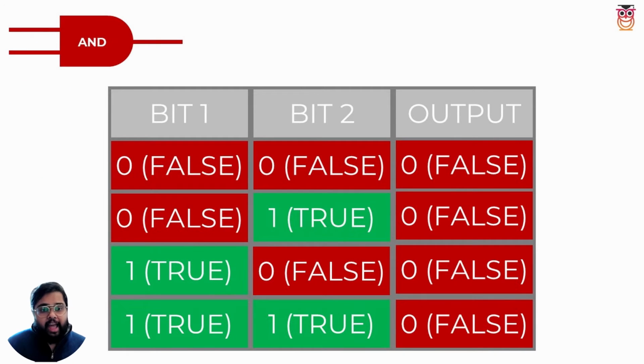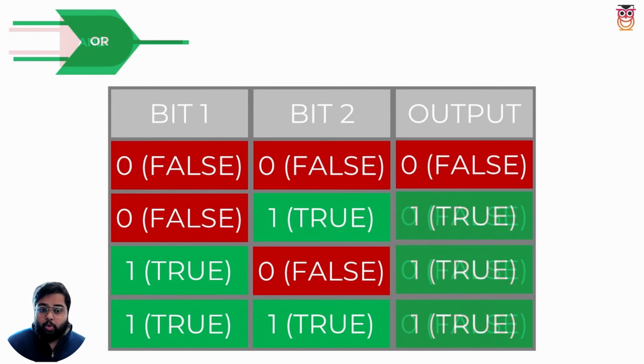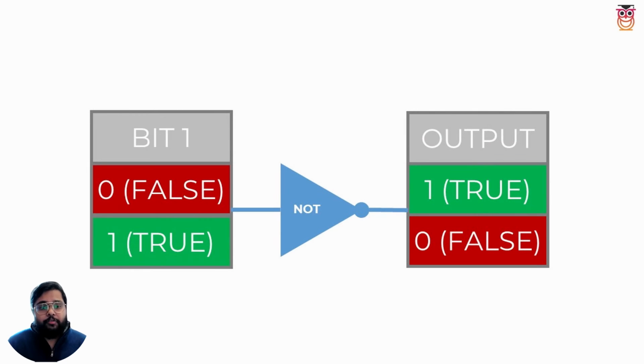If you look at the case of an AND, bit 1 and bit 2 must be true and must equal 1. Otherwise, it's going to give a 0 as an output. In the case of an OR gate, either bit 1 or bit 2 must be true. So you should have 1, 1. Otherwise, everything is a 0. In the case of a NOT, it just flips your bit. So if you're a 0, it makes it a 1. If you're a 1, it makes it a 0.